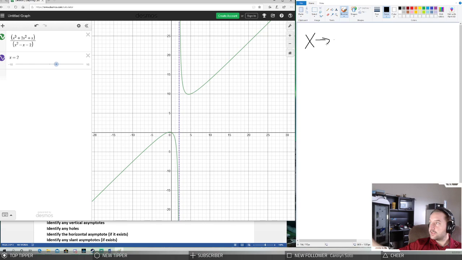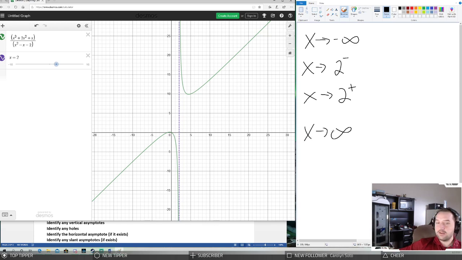x goes to negative infinity, and we can describe what my y is doing as it's approaching negative infinity. Now x is also approaching this 2, because as we can see, that's going down forever and that's going up forever. So I can say x is approaching 2 from the negative. We're also going to have it approach 2 from the positive. So x is going to approach 2 from the positive. And then it's going to go on forever this way, so then x is going to infinity. Now we just need to describe what y is doing as it's doing that.